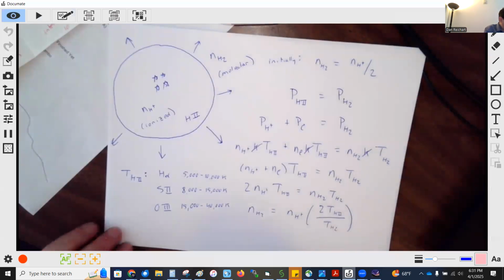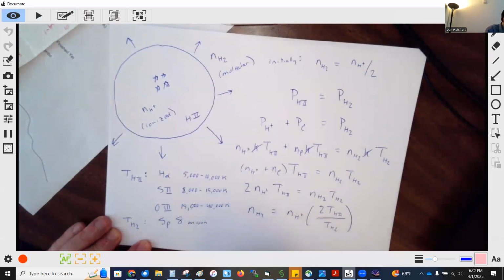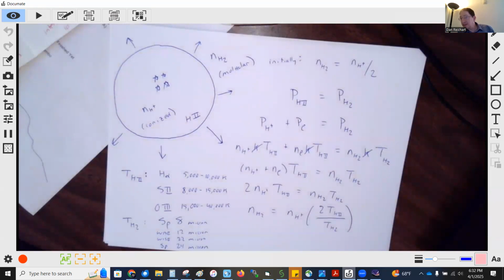So what do we have? Temperature for the molecular hydrogen depends on what you see out there. If you see Spitzer 8 micron, it's going to imply a particular temperature. What else could be out there? We have WISE 12 micron. We have WISE 22 micron. And we have Spitzer 24 micron. Those were the layers we tested.